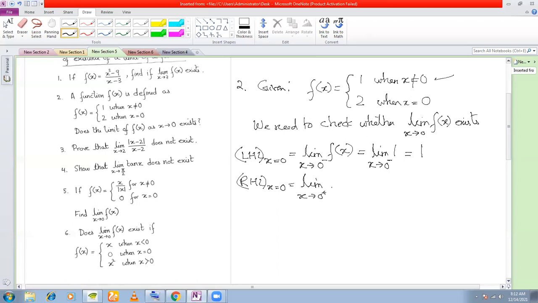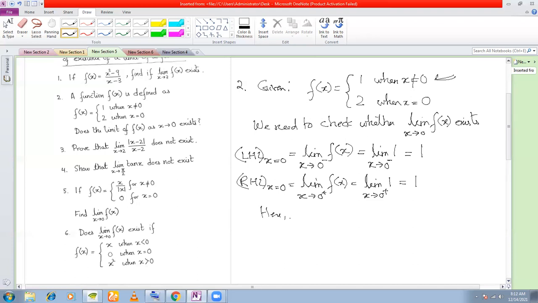As x tends to 0 plus, f(x): x is approaching 0 from values that are higher than 0. That means x is not equal to 0, so again 1, which is equal to 1. So what do you see? That the left hand limit and the right hand limit both are equal to 1.